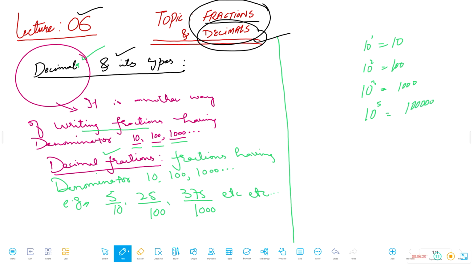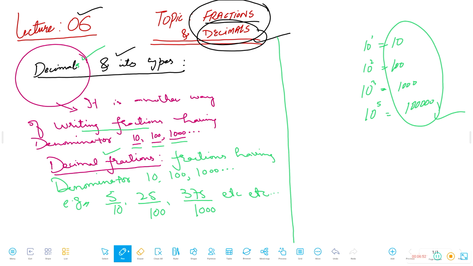So any fractional number whose denominator is of this form, जिनके denominators इस फॉर्म में होंगे, ऐसे फ्रैक्शनल नंबर्स को हम डेसिमल फ्रैक्शंस कहते हैं. That is what I wrote here: decimal fractions having denominator 10, 100, 1000, and so on. Examples are 5 by 10, 25 by 100, 375 by 1000, etc. So remember, decimal numbers only came into existence when we have first decimal fractions.